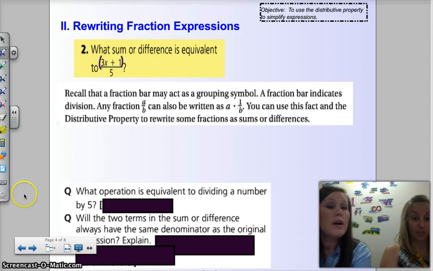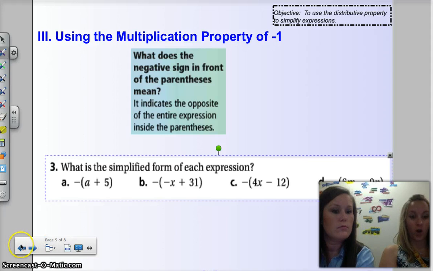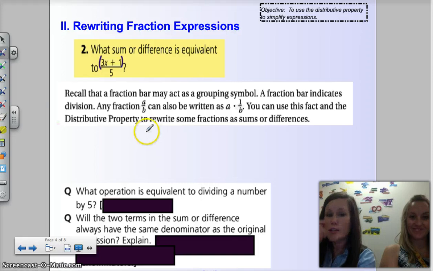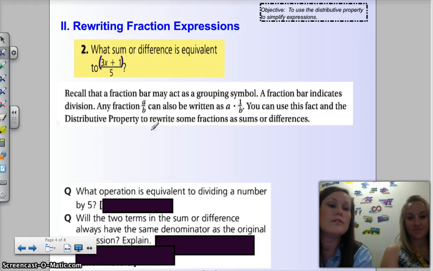Let's get going. Okay. There it is. What sum or difference? We've got to solve the problem. Don't we need to do it? Yeah, probably.